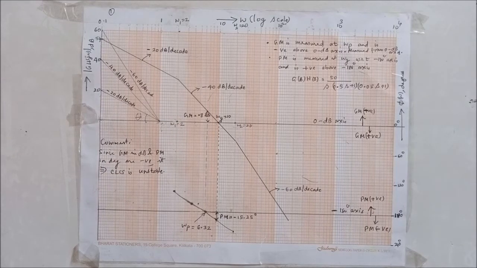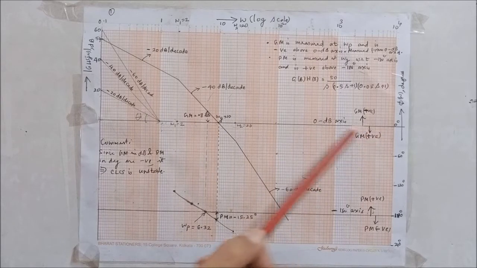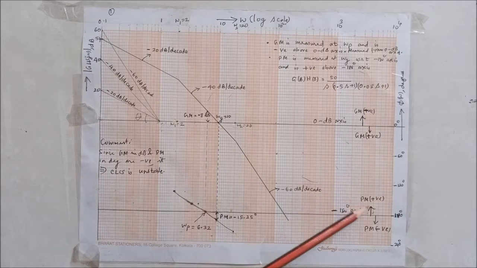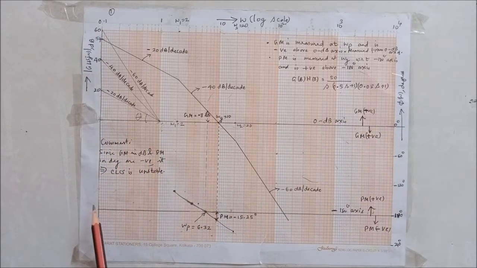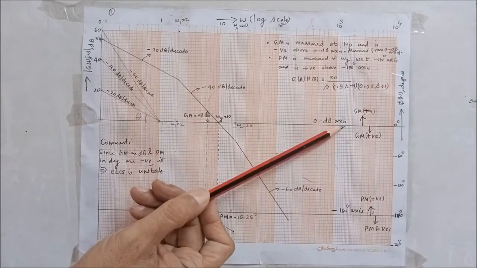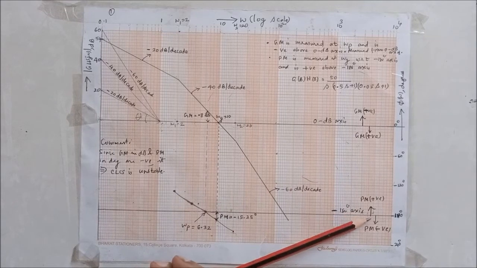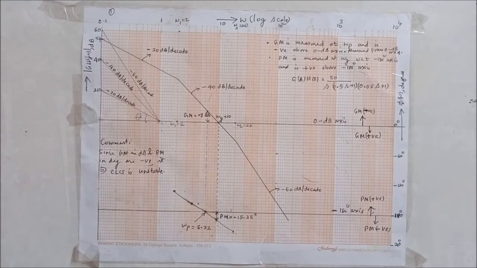Let me now come to the convention for measuring gain margin and phase margin. Gain margin is negative above the 0 dB axis, positive below the 0 dB axis. Phase margin is positive above the minus 180 degree axis, negative below the minus 180 degree axis. So what is important is gain margin is measured with respect to the 0 dB axis, phase margin is measured with respect to the minus 180 degree axis.